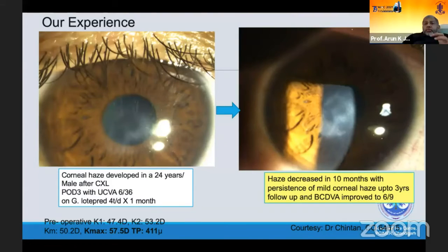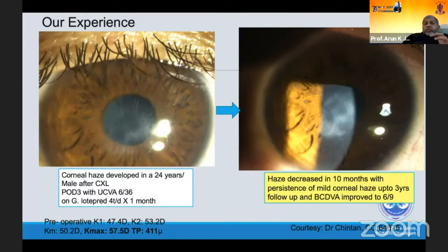Patient had a 6/36 vision on post-op day 3, and haze gradually decreased, though here we are seeing it in a slit view, so it appears more than the left one, but it actually decreased, and the patient's vision improved to 6/9 up to the follow-up of 3 years.